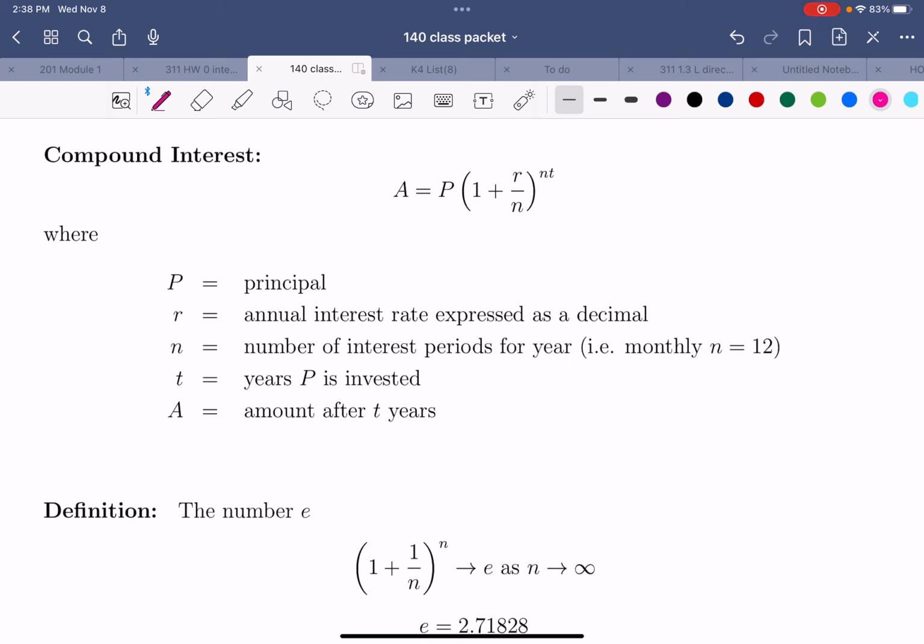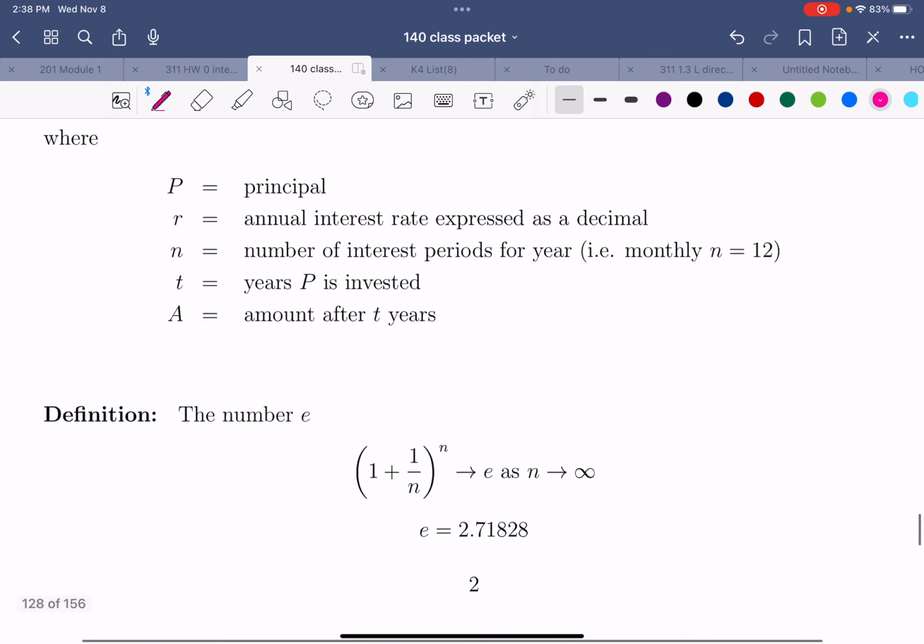So if you're compounding monthly, then how many times will you do that in a year? You'll do that 12 times. So your N would be 12. If you do it quarterly, that means that you're going to compound the interest 4 times a year. So your N would be 4. T is the number of years that you're investing, and A is the amount that you're making after that time. Okay, so A is your resulting number.